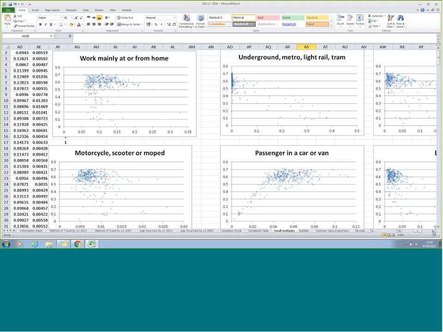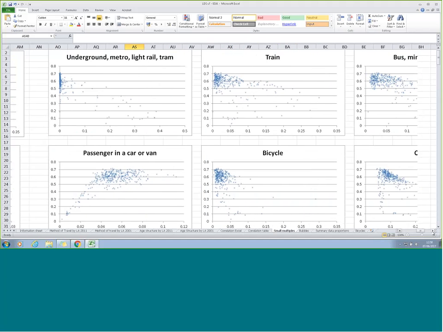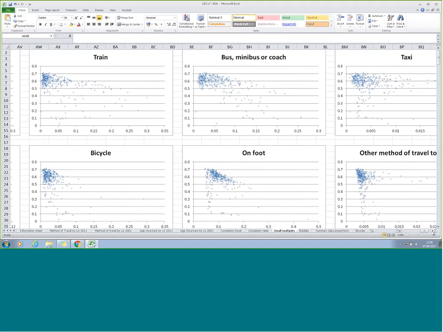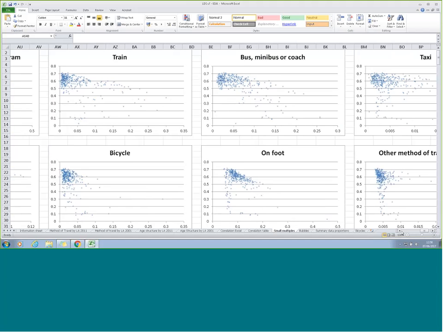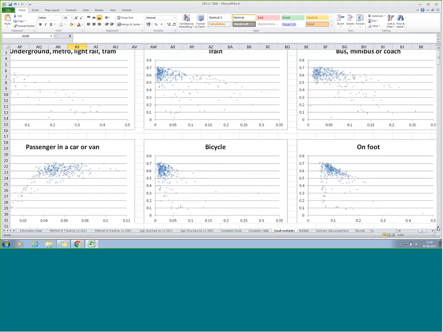Something else to pick up here, if we come across, is on bus, minibus or coach, we have an outlier tucked in here where almost nobody is travelling by car or by bus, and again, of course, that's the Scilly Isles. But up here we have lots of people travelling by bus, and we'll find that those are metropolitan areas of some sort.